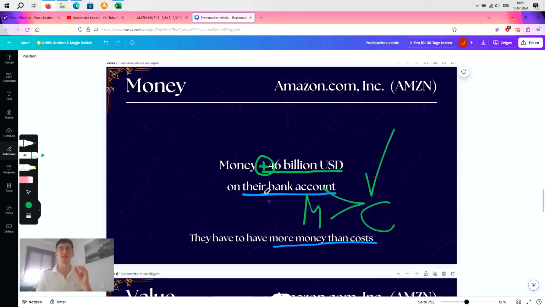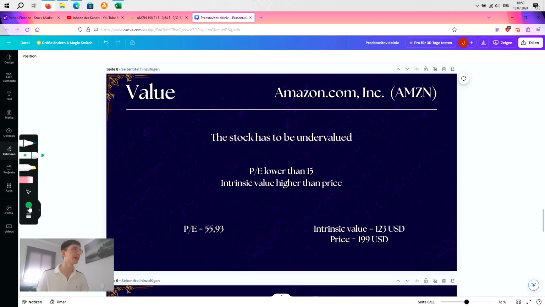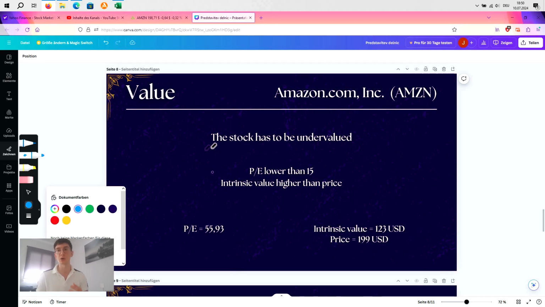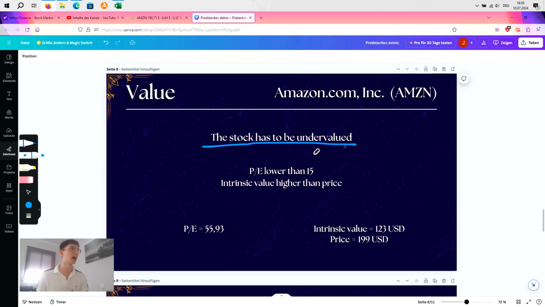This is amazing, okay? Now we come to the value, and obviously we want to invest in stocks that are undervalued, okay? Now, how do we measure valuation? We measure it by two things. First thing is the so-called P/E ratio, and the second thing is called intrinsic value. Now, I know that those two expressions might sound a bit complicated for you. Drop me a comment if you want to know more about the in-depth description of this, and I will maybe make a video about it.